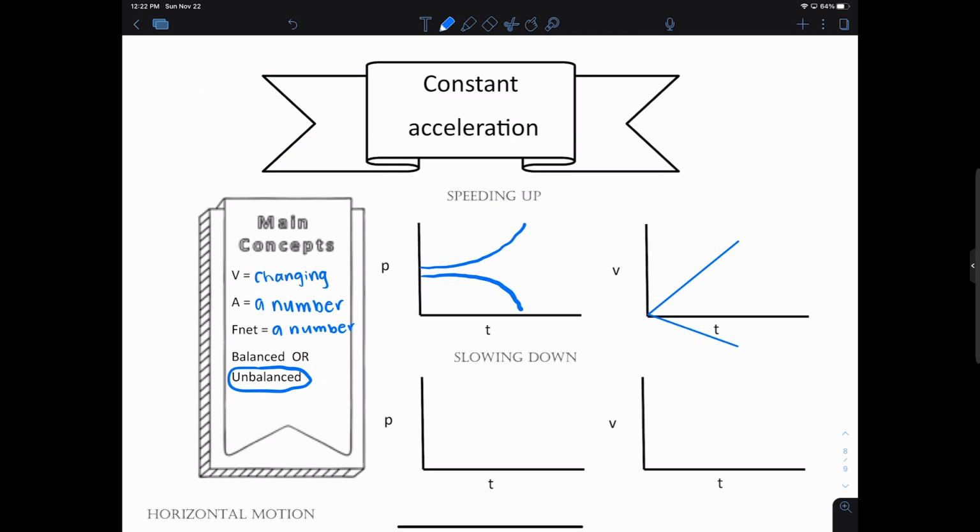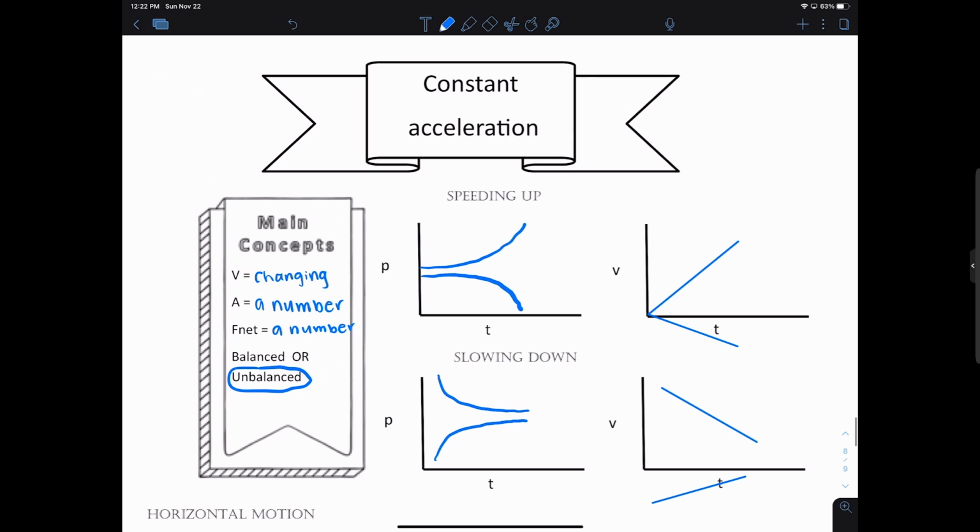And then for slowing down, you start out with a speed and then it slowly goes to the point where it barely changes position. And for our velocities, they start out at some value and they head towards zero. Okay, so this summarizes all of what we've known about constant acceleration.